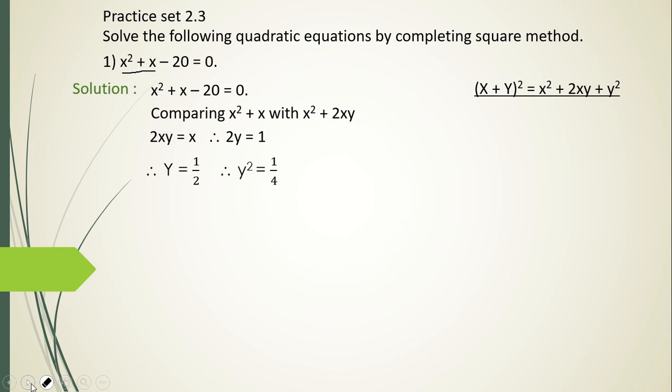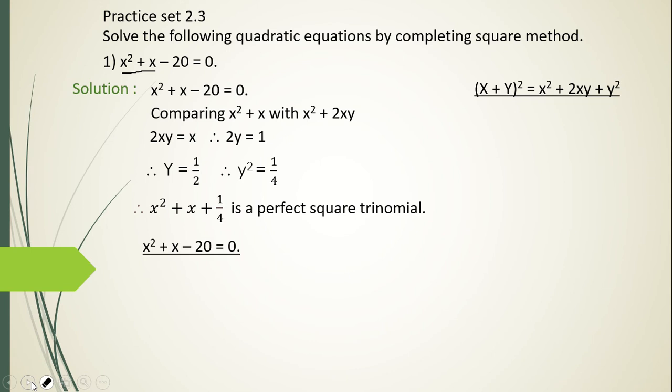This is the first step done. Now what do you have to do? Add this 1/4 and subtract it. Add and subtract. So this is a perfect square trinomial. Therefore in this we add 1/4 and subtract 1/4. Now group these first three terms together.